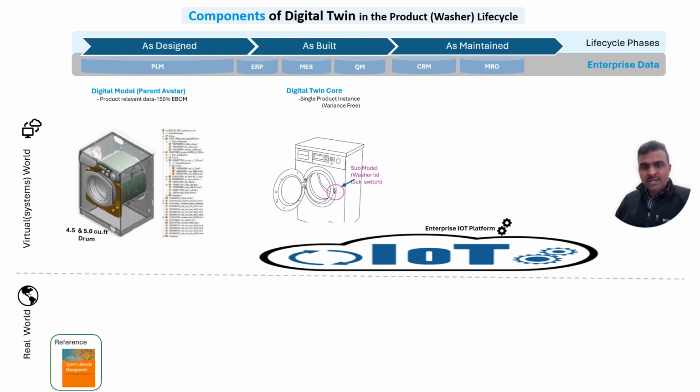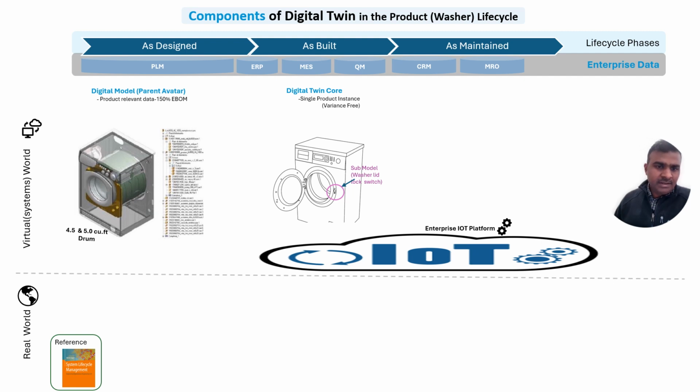Let's move on with the digital twin core. Digital twin core is a variance-free one, which consists of various submodels of digital twins, like the subproducts or the local modules. The major difference between the digital twin core and the digital model is that the digital twin is variance-free, because like in the 150% BOM digital model, it is designed for multiple configurations. For example, here the 4.5 cubic feet and the 5 cubic feet drum consist in the same product model. But when we work with the digital twin core, we expect to have a 100%. So that's when the physical twin comes as expected.